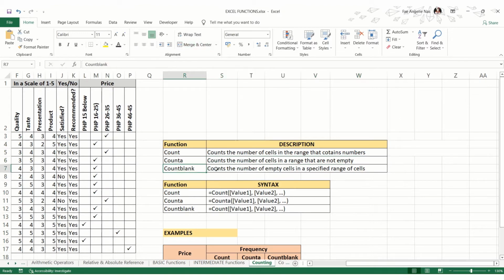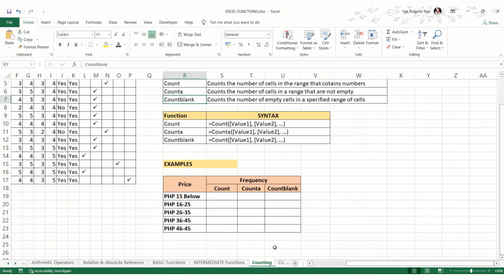And count blank is used when we want to count the number of empty cells in a specified range of cells. So here are the syntax for this function. So for count, we have equal sign, count, and then open and close parentheses, and within are the arguments, values 1, values 2. So these values 1, values 2 are the range of cells you want to include in your counting. So the same with counta and countblank. So the difference here are the functionings. So let's have an example.